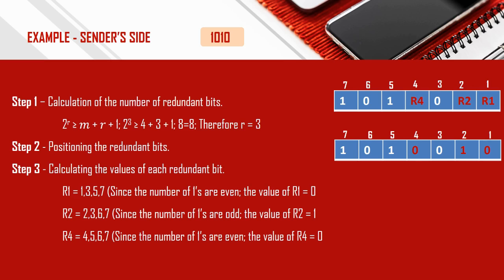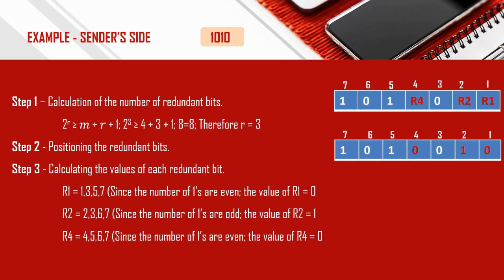So we have a message 1010010. So that message, those bits, will be transmitted to the receiver side. So we have 4 bits data, and we have 3 redundant bits. Altogether we have 7 bits. So these 7 bits data will be transmitted to the receiver side.